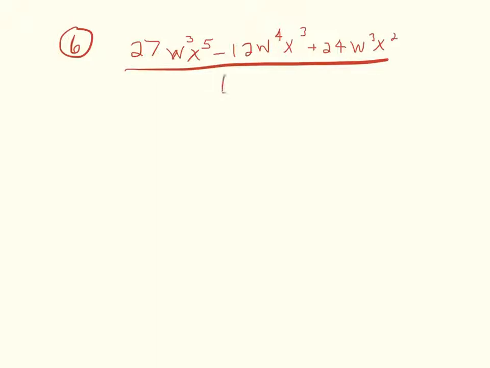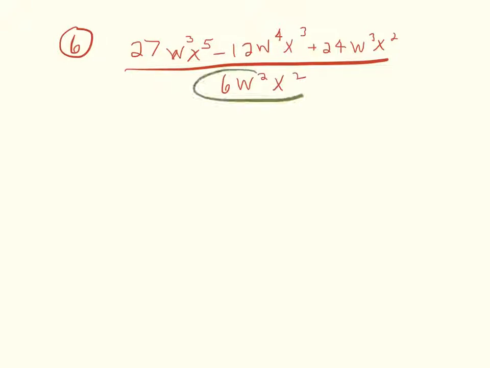Problem 6. 6 is a long division problem. And actually, I guess I should rephrase that because we don't have to use long division. It's just long in terms of writing it out. So here is the numerator, plus 24w cubed x squared. And it says divide all of it by 6w squared x squared.